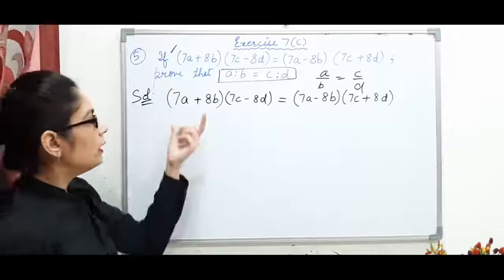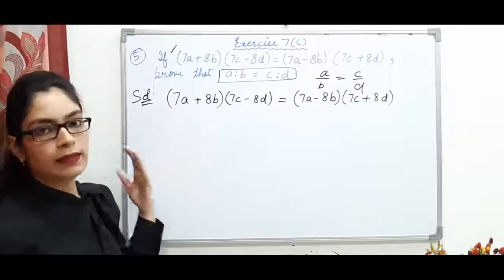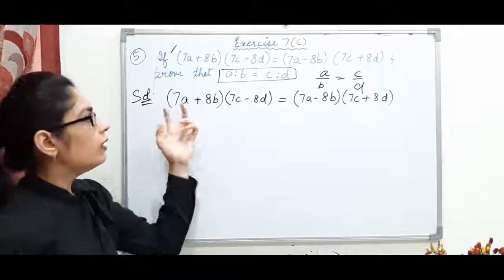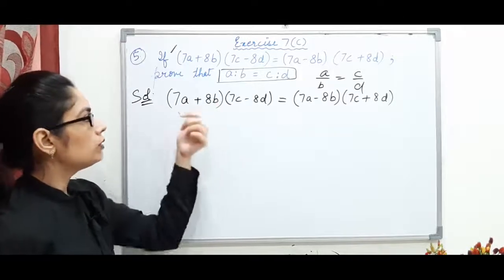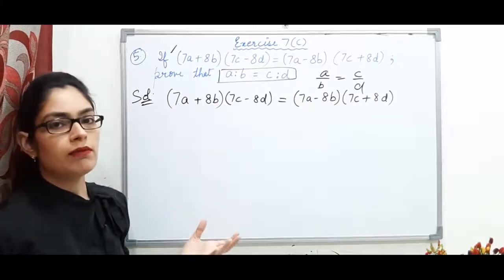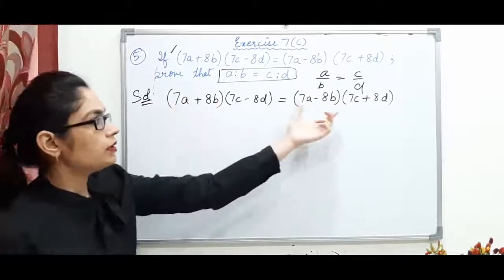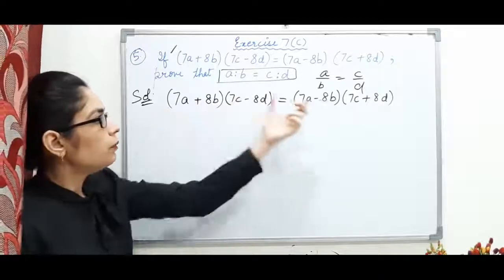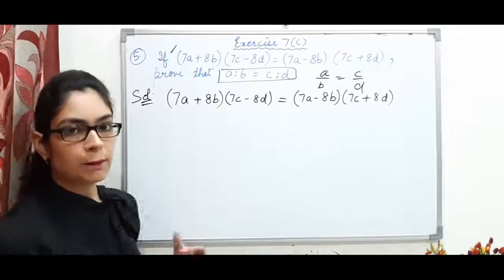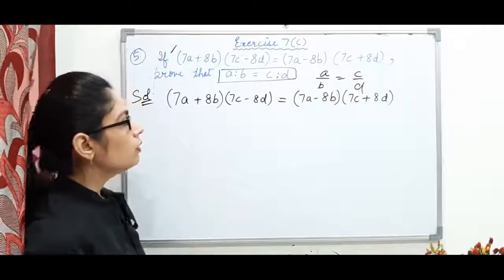Now let's write the terms together, like terms or similar terms we can say. These are the terms with a and b, numbers are also the same: 7a + 8b, 7a - 8b. Why will we write them together? Because the signs are opposite. This is in the plus form, this has a minus sign. So we can write them together so that we can apply componendo and dividendo.